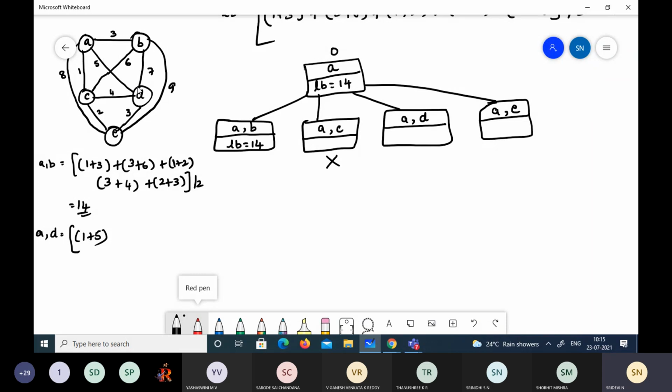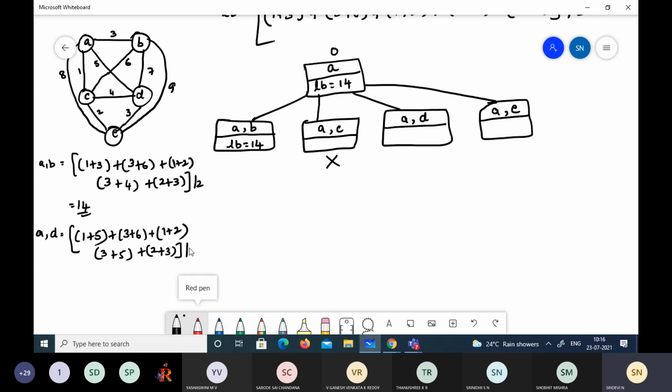So 1 I have taken because a lower bound is calculated by taking the sum of the 2 nearest cities. So 1 is fixed. So 1 more smallest city will be 1. From B it is 3 and 6. C 1, 2. D, this is fixed. So you have to take 5 and then among the remaining, 3 is the smallest. So 3 plus 5. From E 2 and 3.